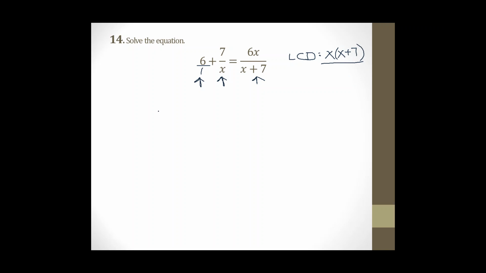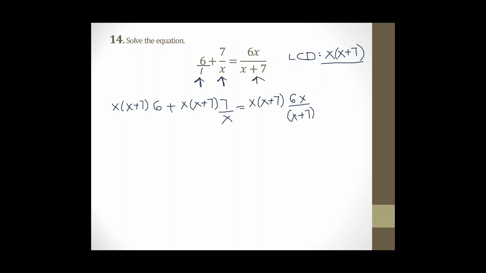Now I can multiply each individual term by the least common denominator. So x times x plus 7 times the first term, which is 6, and then x times x plus 7 times the second term, which is 7 over x, and then again one more time x times x plus 7 by the third term, which is 6x over x plus 7.